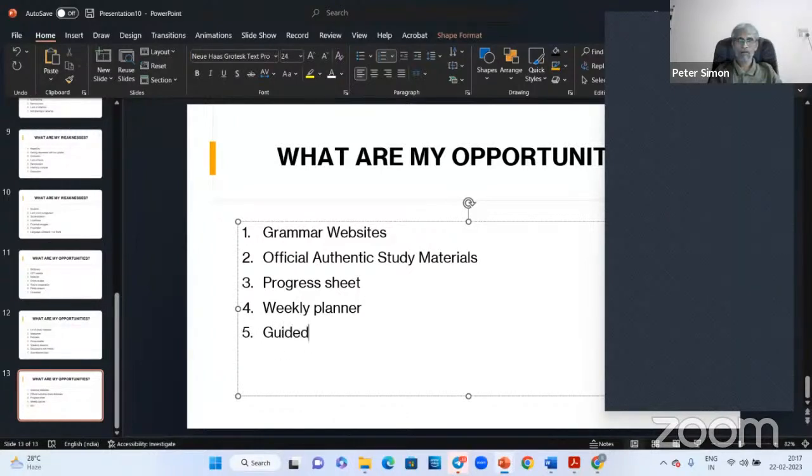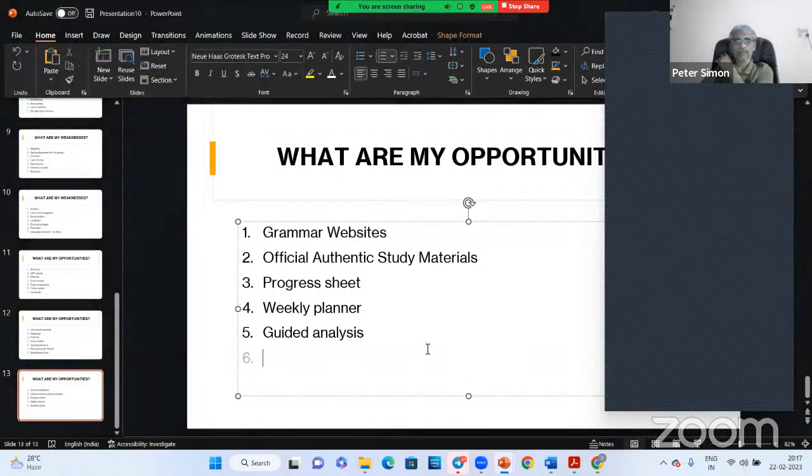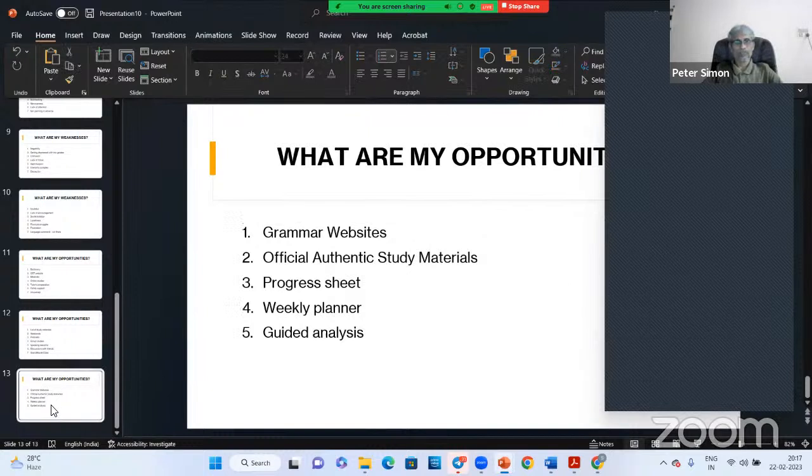Then the next one is guided analysis. For example, there are some materials I'll give you. Those materials tell you why it is right and why it is wrong. In many of my sessions I have given you slides throughout. You can take those slides and you can definitely practice them. So these are some opportunities.